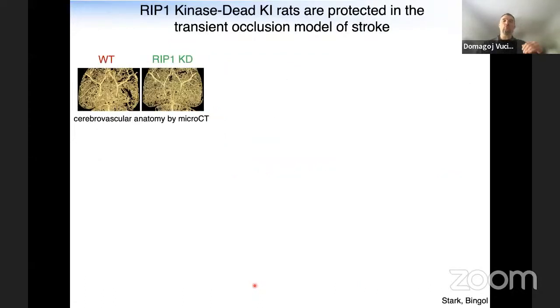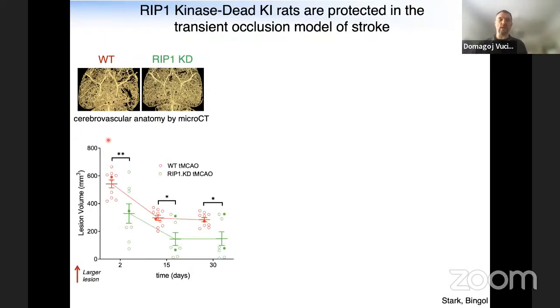Furthermore, to do the stroke study, we first look at the brains of these animals. So we did micro CT scanning of brains of the wild type rats or RIP1 kinase dead rats. And there are no differences. When you look at the cerebrovascular anatomy, there are no differences. And so with that, we go to the middle cerebral artery occlusion model to get stroke in the animals. You block this for 45 minutes and you release it, and you later look at the various aspects.